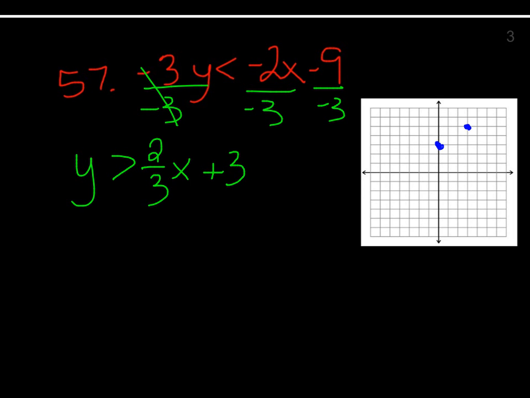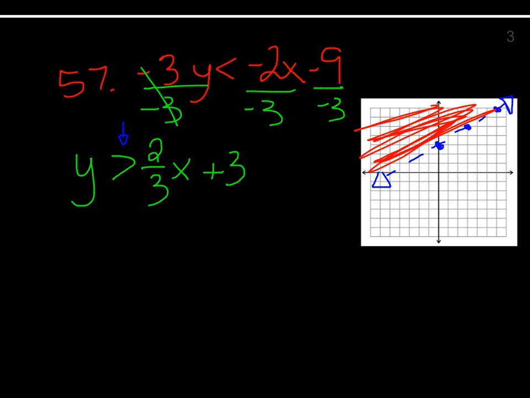I'll do it one more time. Then I'm going to draw a line, and my line is going to be dashed because it's just greater than. So it'll look like this. And then it's greater than, so it needs to be everything above it. So we're going to shade up here.